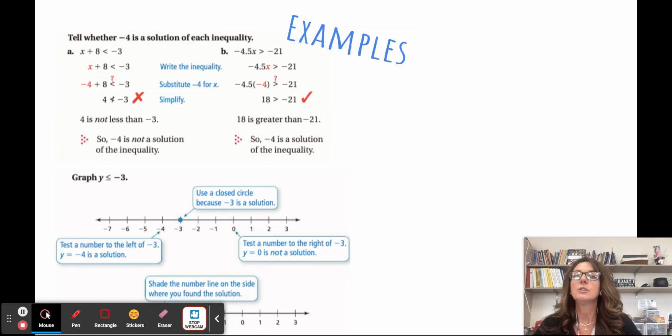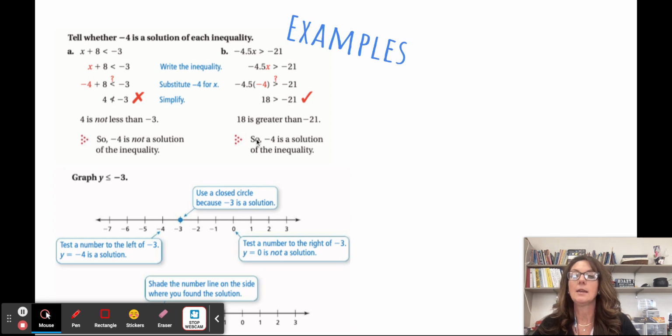Okay, so let's tell whether -4 is a solution of each inequality. So we'll start by substituting it in. So -4 plus 8, you'll get 4. Is 4 less than -3? No. So it is not a solution over here. What about over here? We'll multiply it. -4.5 times -4 is 18. Is 18 greater than -21?